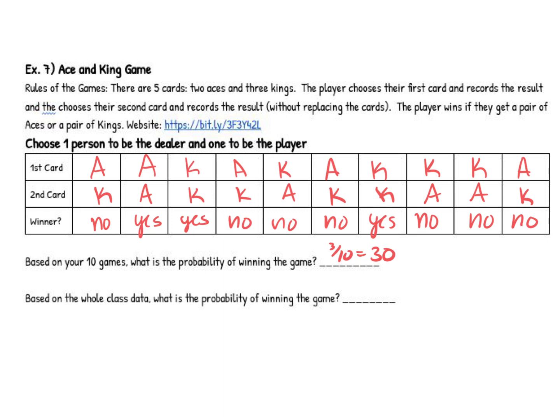The last thing we're going to see in this lesson is this ace or king game. You're given 5 cards, 2 of them are aces, and 3 of them are kings. You draw 1 card, and you keep it. And you draw a second card, so you've got 2 cards from those 5. And you win if both are the same card, so if both are aces or both are kings. I've played the game out here, and you can see that I won the game 3 times out of the 10 times I played, so I won about 30% of the time.